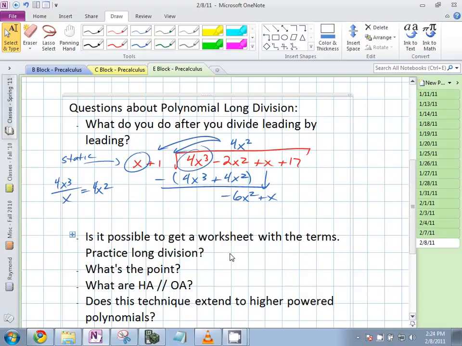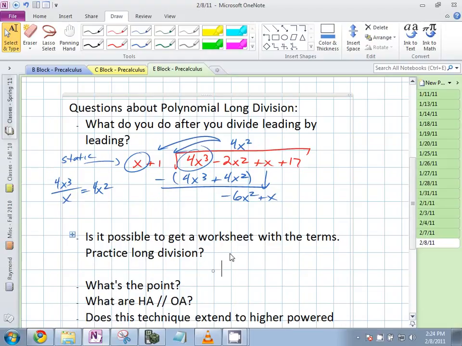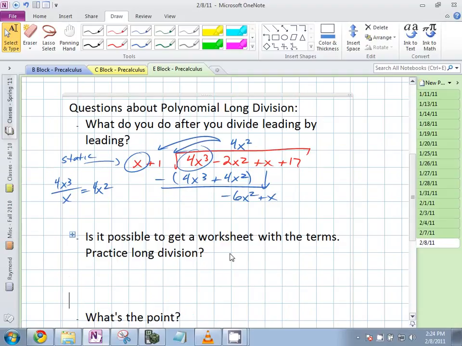If the divisor is a higher power than the dividend? Nah, you will not be doing polynomial long division. But does the process change? No, it's one step. You're done. Okay, is it possible to get a worksheet? Yes.